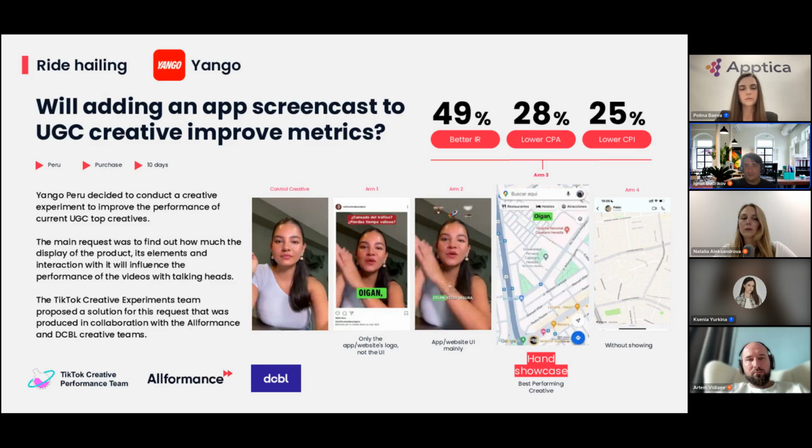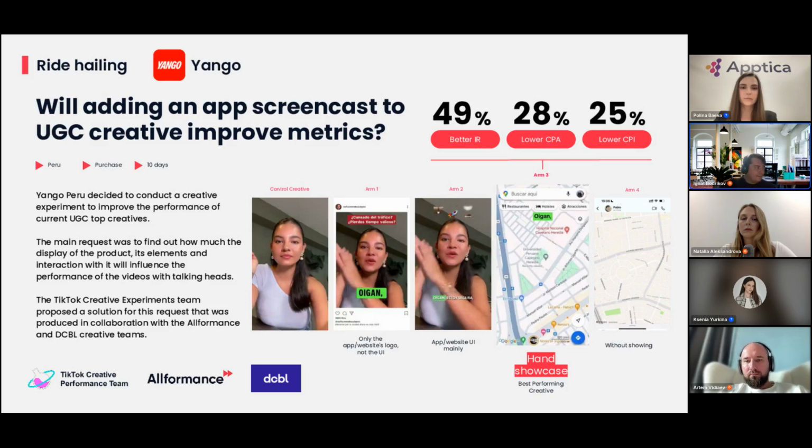For example, this is the control creative on the left. Then we have only the app website logo, not the UI. Then we add some app website UI mainly, or even some emojis. Then we show the hand showcase, showing how we interact with the application. It is the best performing creative, and that's without showing the person. The best one was the hand showcase. We're leveling up the install rate, with the lowest CPA and lowest CPI, and the creatives are really good looking, and of course really good performing in this case.